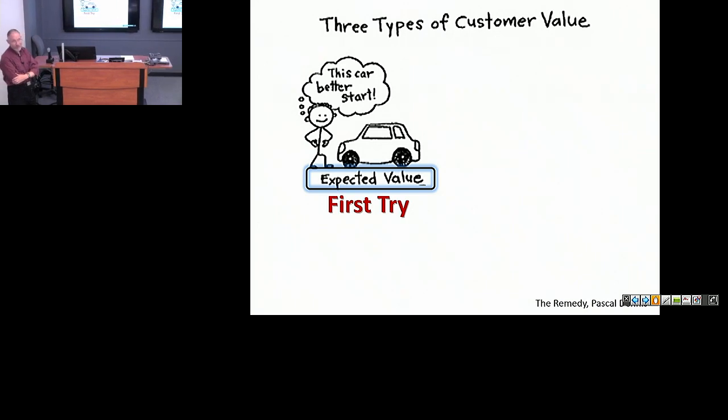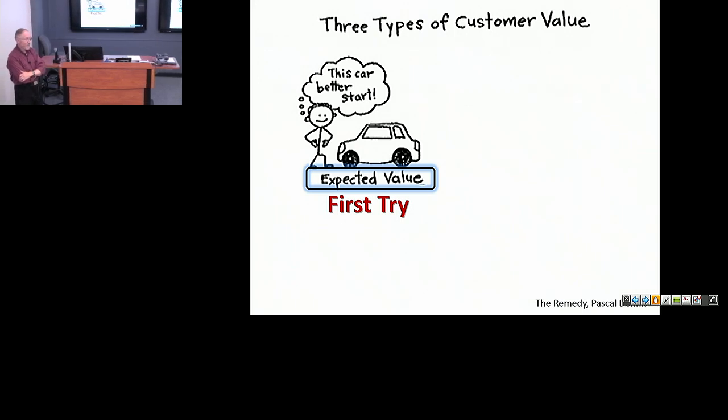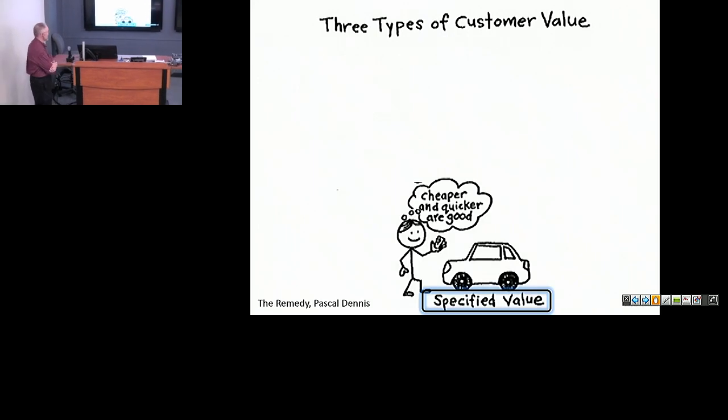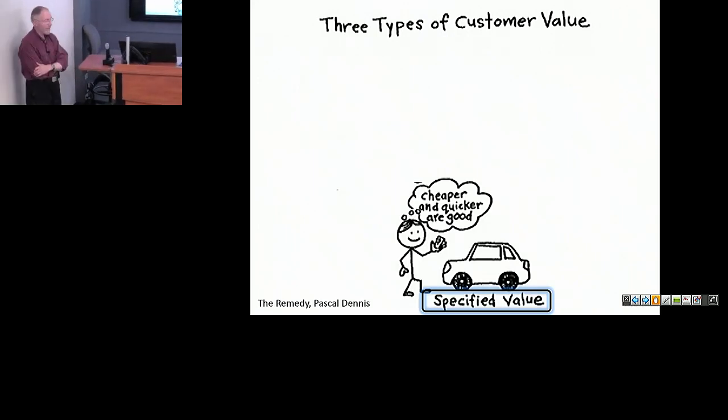Right? A good example would be cigarette lighters. Today, they're rarely used as cigarette lighters. They're used as charging ports, right? But if they weren't used as charging ports and it disappeared, I doubt you'd have very many complaints from people. So then the second kind of customer value is specified value.